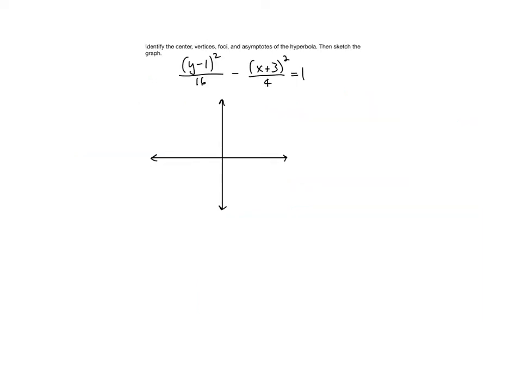So we're given the equation of the hyperbola, and we have to find the center, vertices, foci, and asymptotes of the hyperbola. Start with the center, because we get the center from the equation. Remember, the center is always (h, k), and this is of the form y minus k squared over a squared minus x minus h squared over b squared equals 1. So the center is going to be at (-3, 1), right about there.